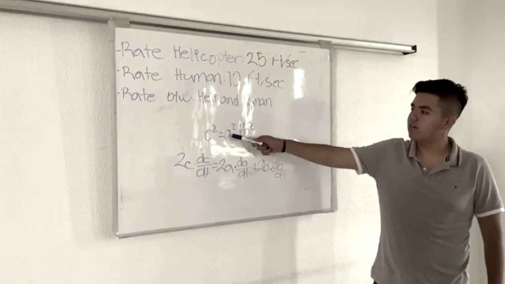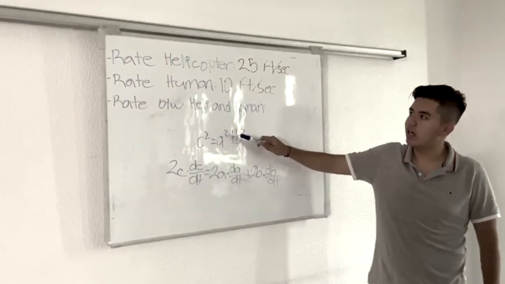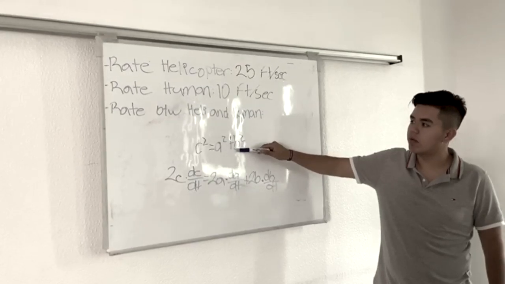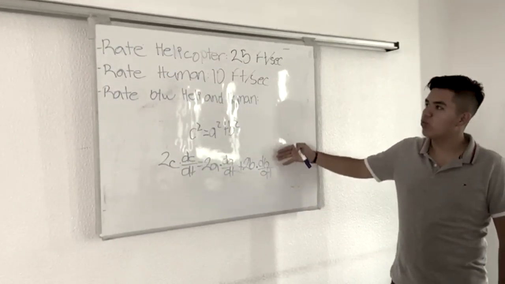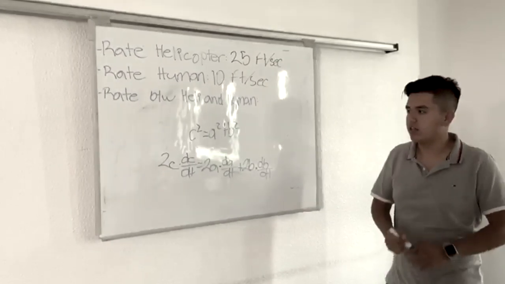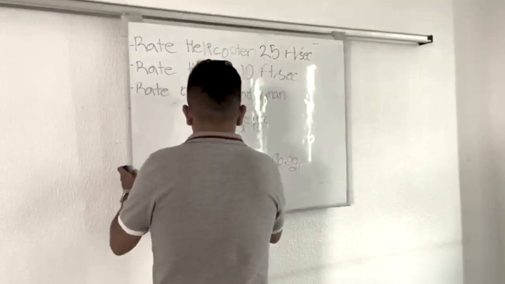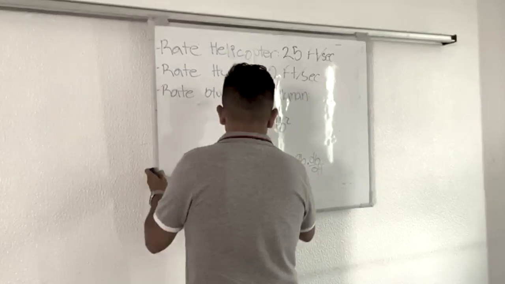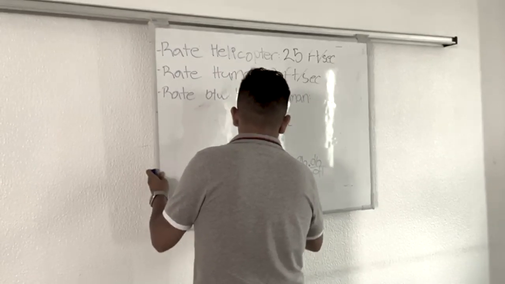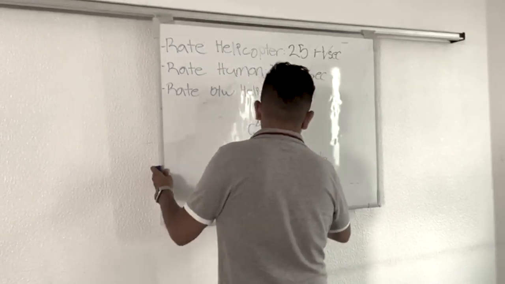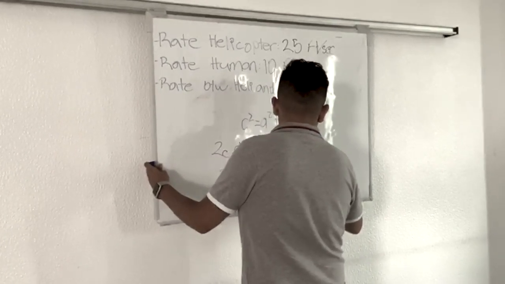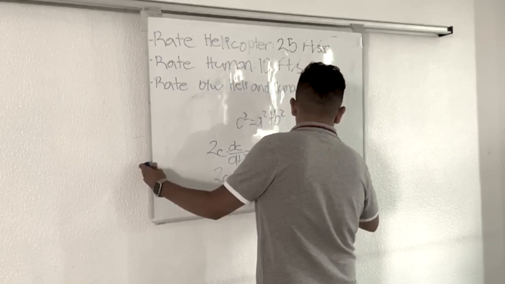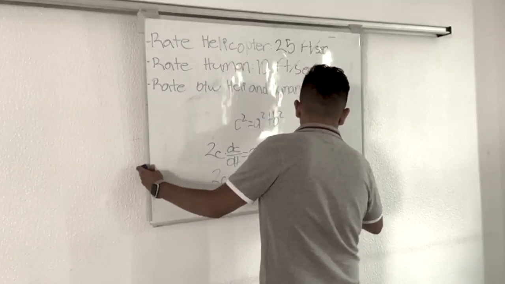Well, in this is the rate of the helicopter and this is the rate of the human. Then we need to replace the derivative with the rate of the things. So it is 2c times dc over dt equals 2a times 25 plus 2b times 10.